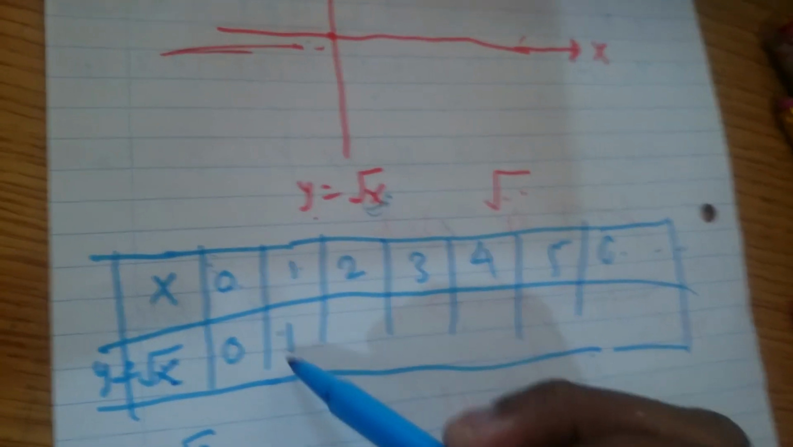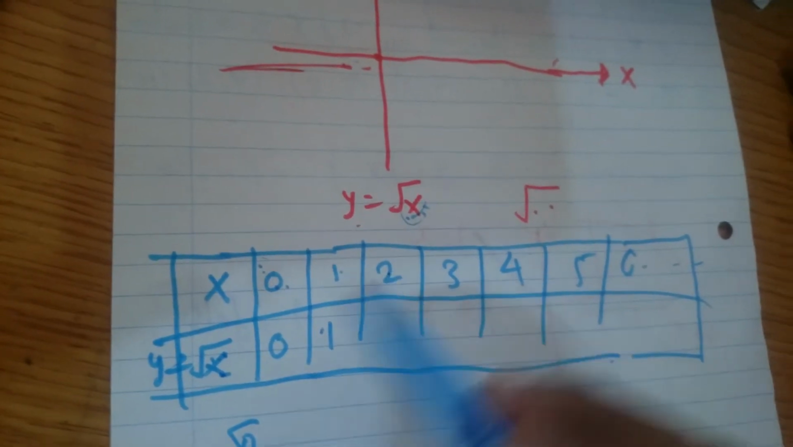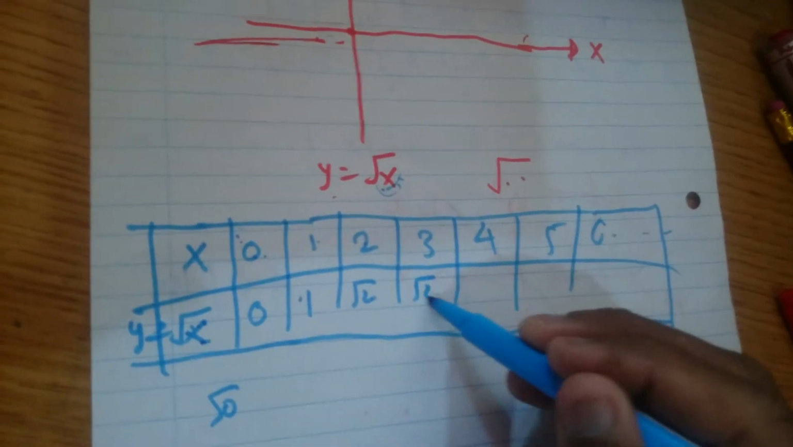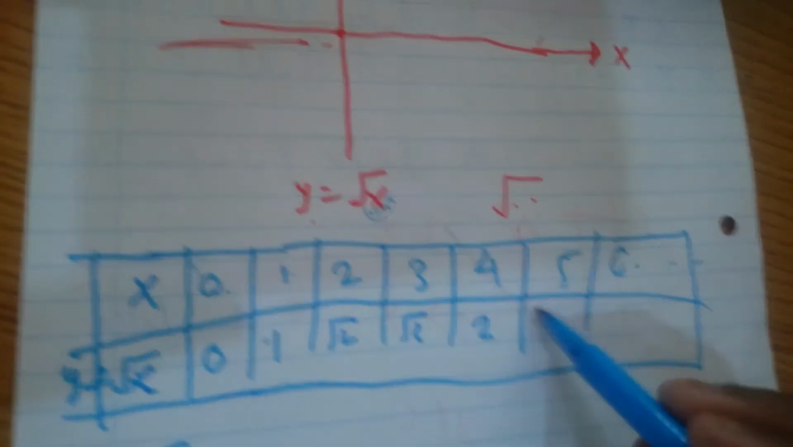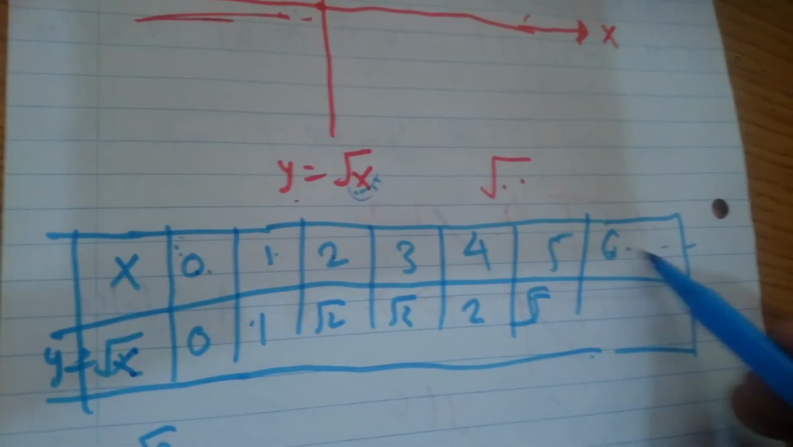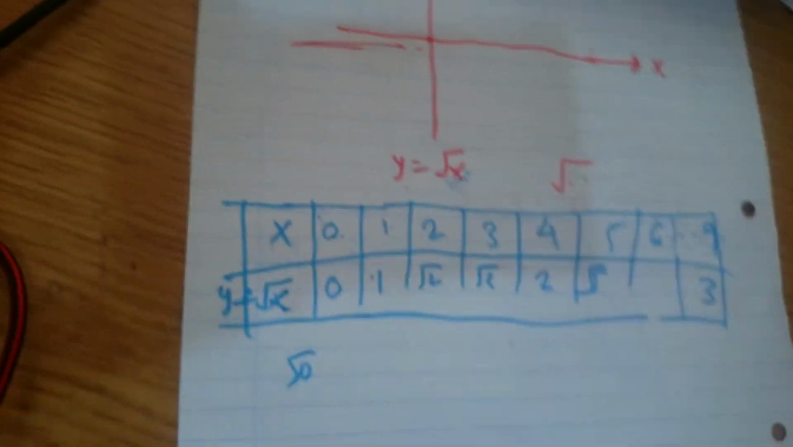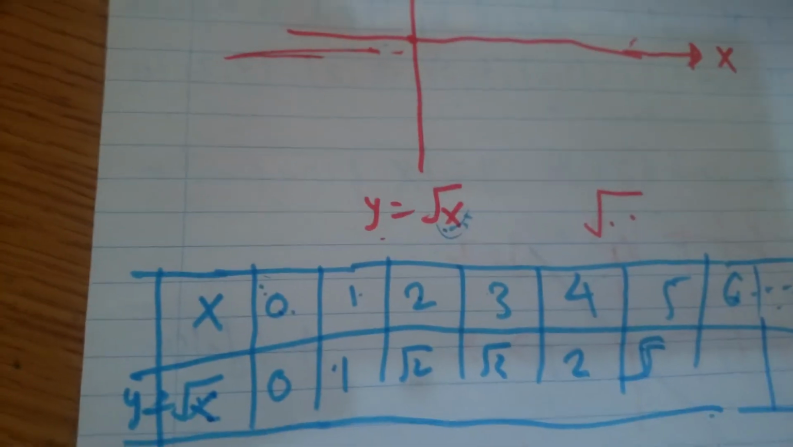Square root of 1 is equal to 1. If you put 2 here, it's going to give square root of 2, but we don't need a calculator. 3 also is going to give square root of 3. We're not going to use a calculator. If you put 4, you're going to get 2. 5, square root of 5, and 6, etc., up to 9. 9 is going to be what? 3. So if I had to represent these values in the graph, now we go.